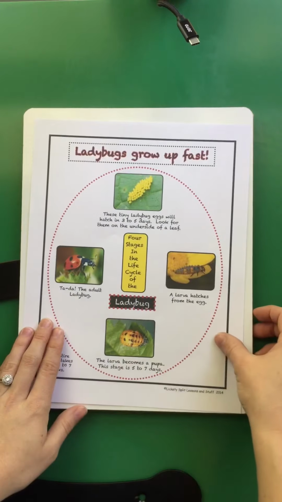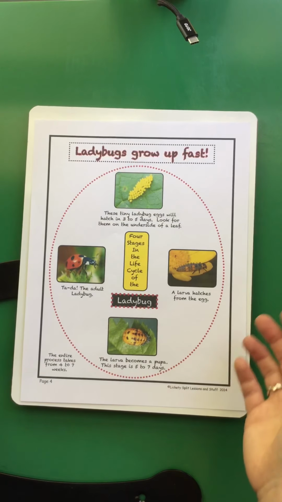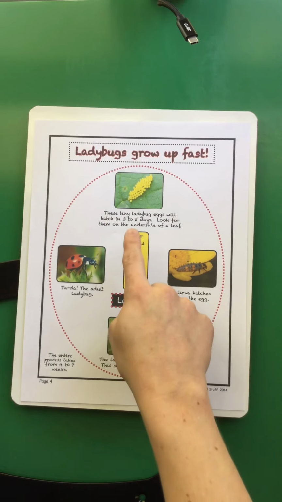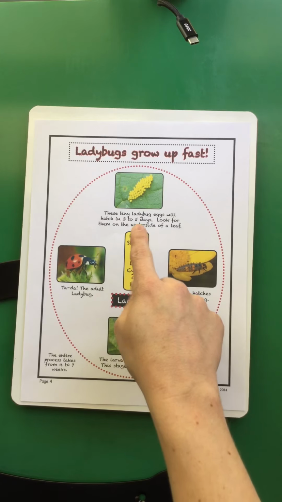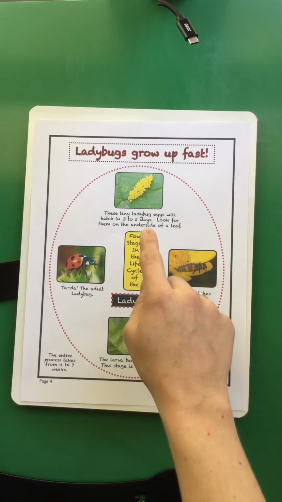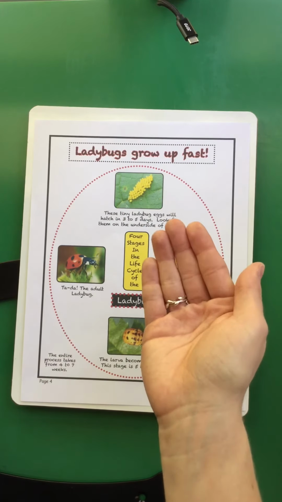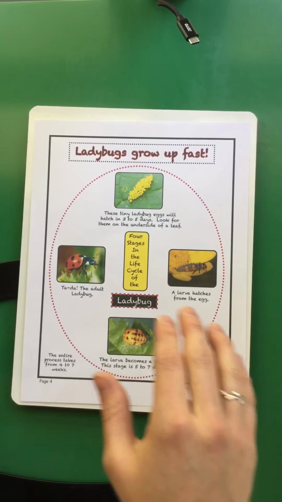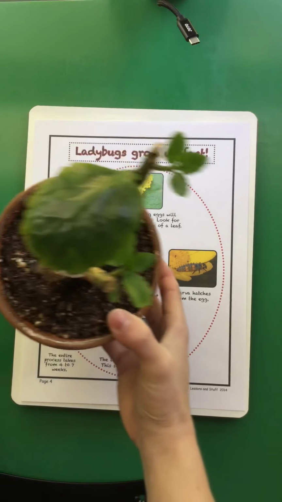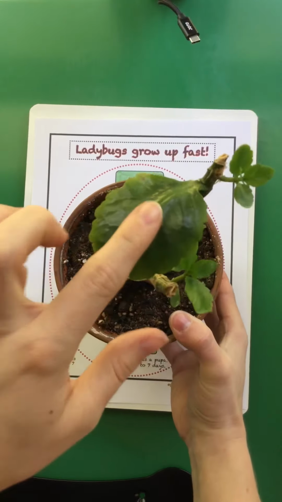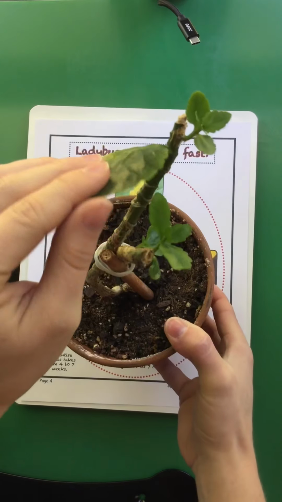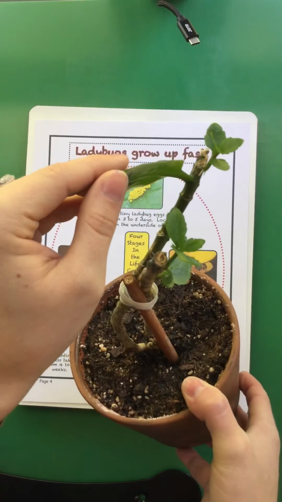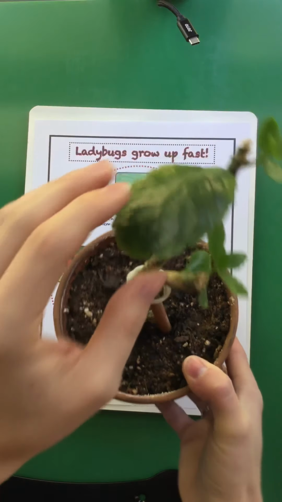So let's look at your ladybug life cycle. Okay, it would be very similar to that butterfly life cycle. These tiny ladybug eggs will hatch in 3 to 5 days. You would find those on the underside of a leaf. What that means is, if you were looking at this plant right here and a ladybug decided to start its family on it, you wouldn't find them right here. You would have to look on the underside of the leaf very carefully without breaking your leaf so you don't mess up their habitat.